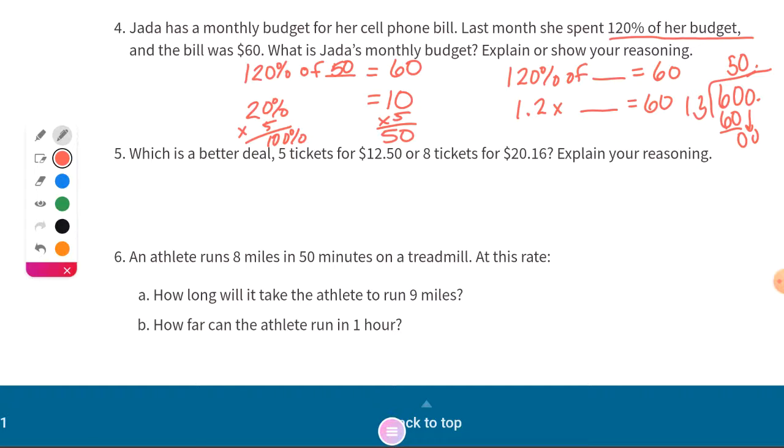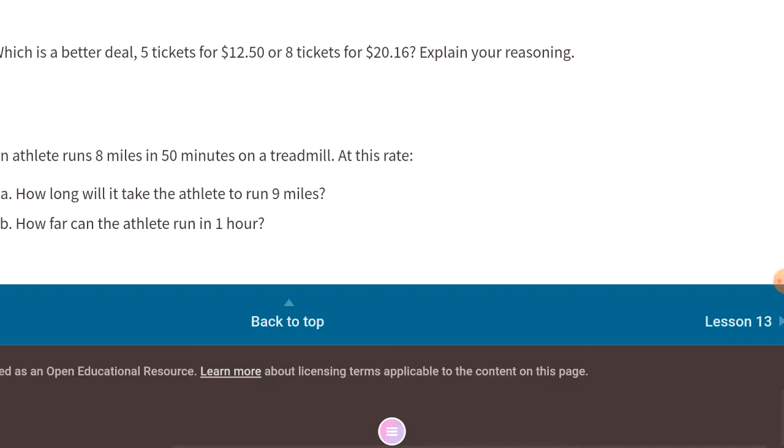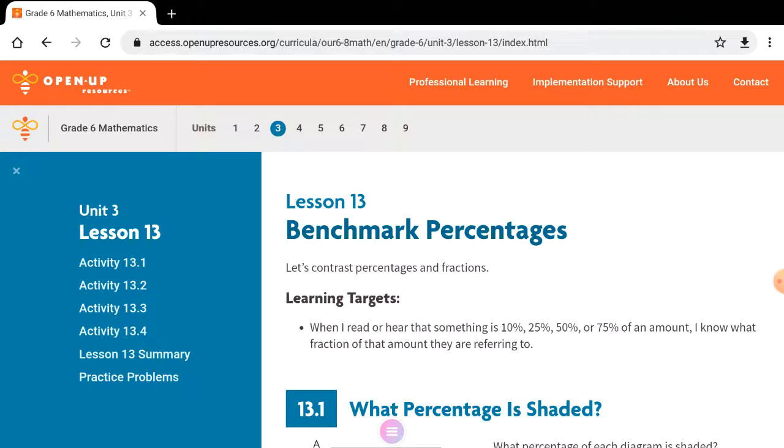Turn over to lesson 13, which should just be on the next page, correct? We're going to start the notes for lesson 13 today, but we're probably not going to get through them all. Benchmark percentages. These are the common ones. Okay, the ones that you probably have memorized.